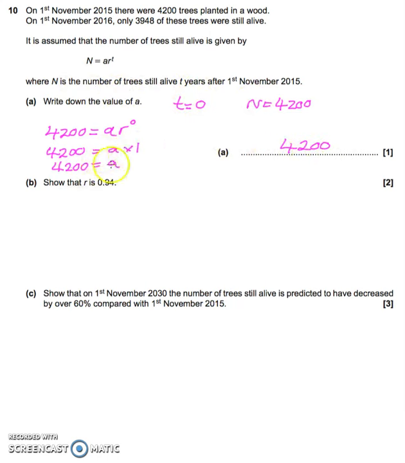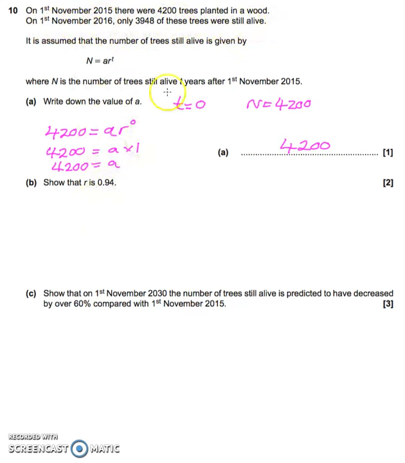Part B asks us to show that R is 0.94. Now that requires us to do some more substitution and think about what values we need to use to do this. So we've used the first sentence worth of values. Let's look at the second sentence in the question. It says on the 1st of November 2016, only 3,948 of these trees were still alive. So that's the bit of information that we can use to work out the answer to this question.